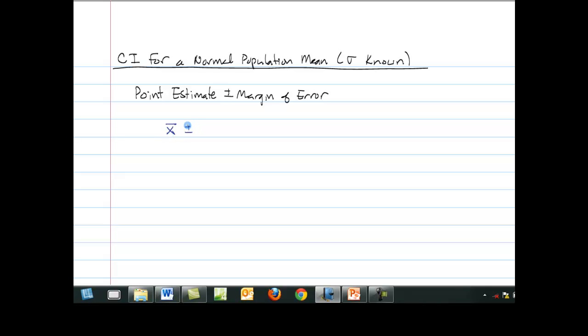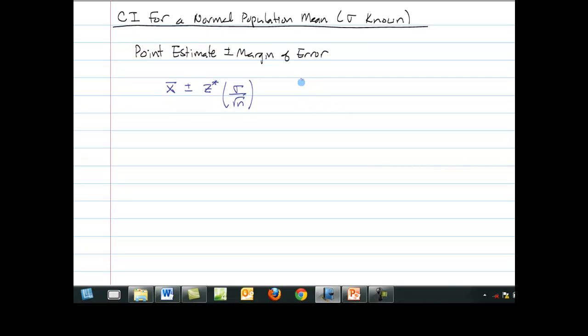Well, the margin of error is made up of a couple different things. It's made up of some value that talks about confidence, and that's what we're going to call Z star, and then some measure of spread, our standard deviation, which is sigma over root n. Now again, sigma over root n is the standard deviation of the sampling distribution. And then Z star talks about the level of confidence that we're going to be looking at.